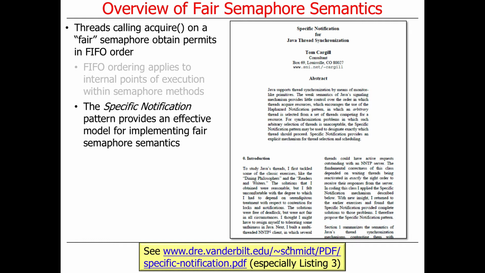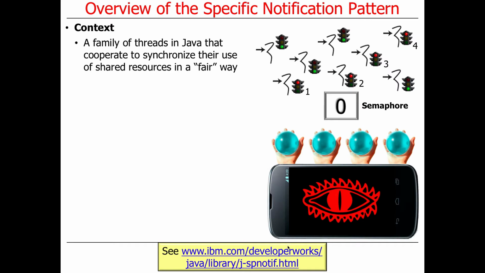And to make this tractable and to get a sense of how patterns can make a difference in real application programs, especially concurrent programs, we're going to use the specific notification pattern to guide the implementation of the fair semaphore. So that, of course, raises the question, what is the specific notification pattern? So I'll kind of summarize it for you.